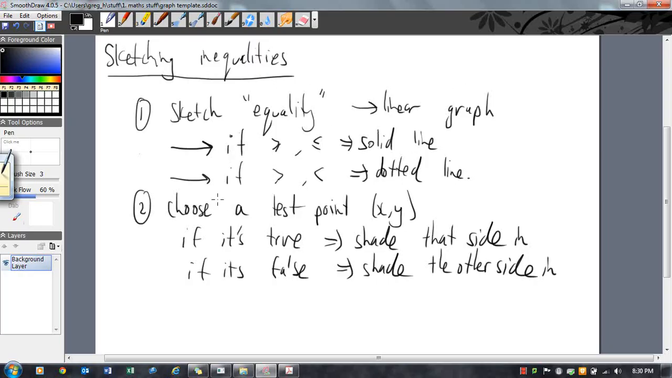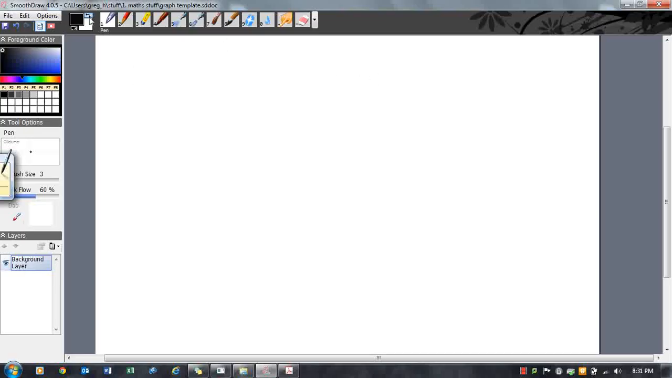Okay, so this makes no sense to you yet, unless you've already done this, but what we're doing: sketch the equality, sketch the linear graph. If it's got an equals in it, make it a solid line. If it doesn't have an equals in it, make it just a dotted line. We're going to be choosing a point from either side of the line to test which side of the line is going to be true. And if it is true, then we're going to shade that side in. If it's false, we're going to shade the other side in. It won't make any sense until I've done an example. So let's go straight into an example.